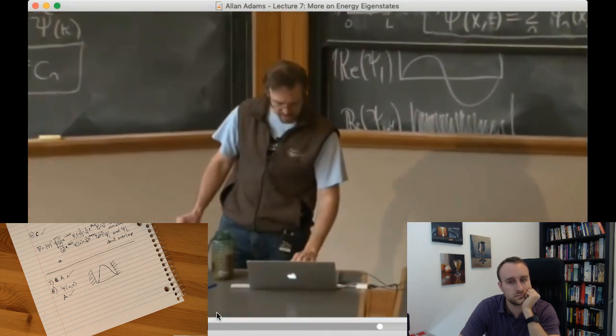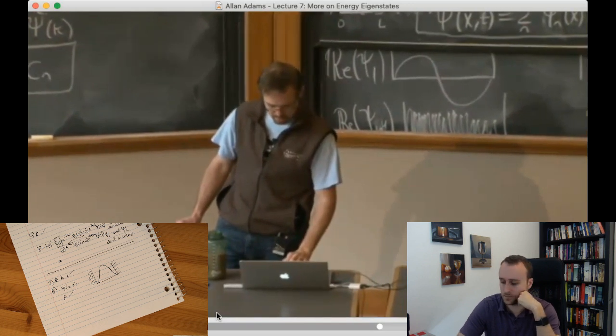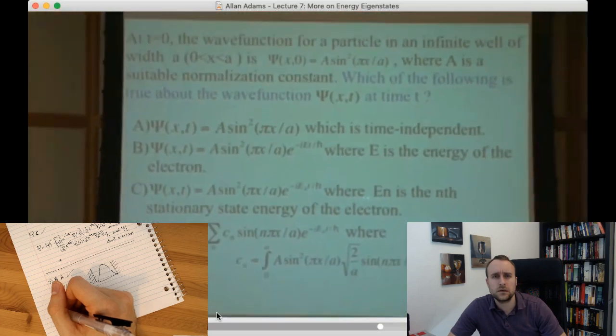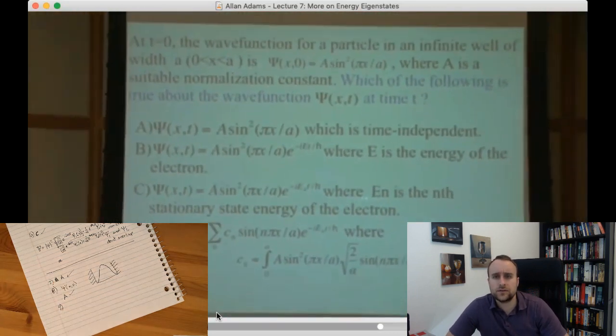Okay, and lastly, last clicker question. All right, here we go. At t equals 0, the wave function for a particle in an infinite well of width a is psi(x, 0) equals A sine squared x, where A is a suitable normalization constant. Which of the following is true about the wave function psi(x, t) at time t?